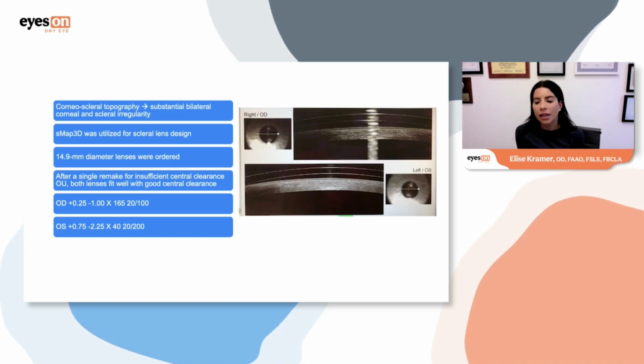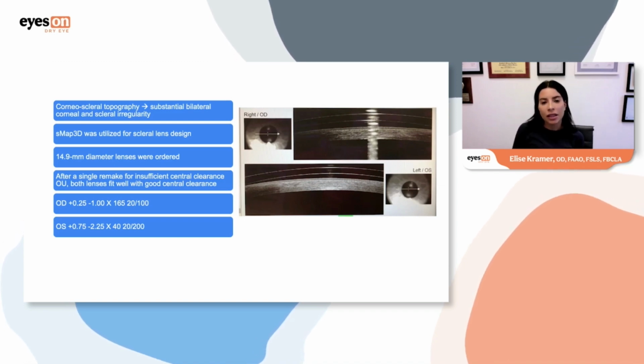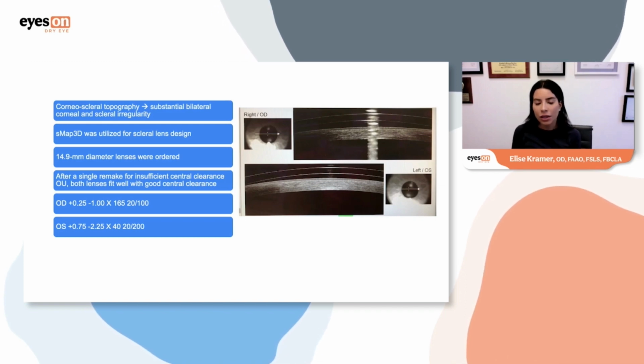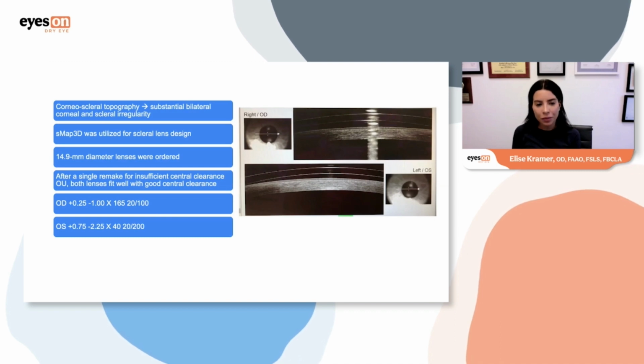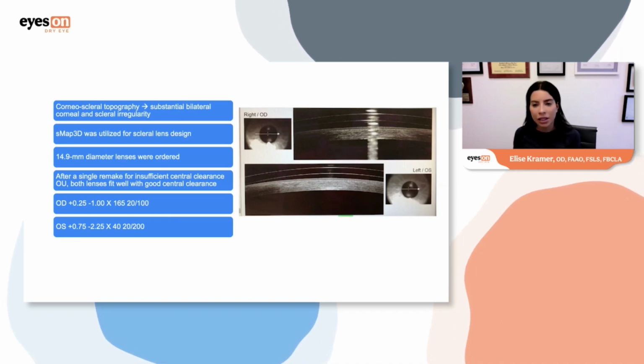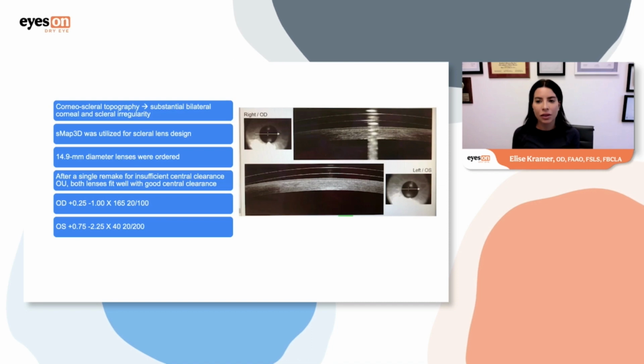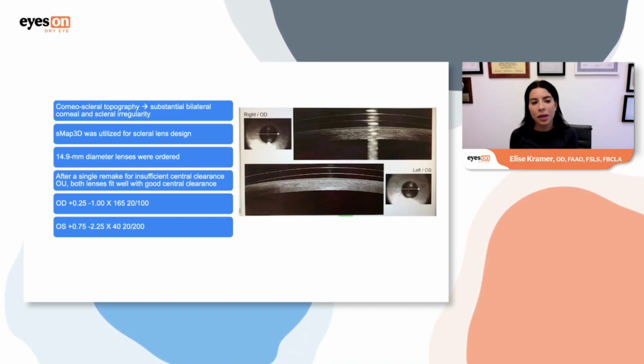This lens is going to do multiple things. It's going to neutralize the irregular astigmatism. It's going to prevent further symblepharon formation. It's going to promote ocular surface protection because she does have exposure keratopathy. It's going to promote ocular surface restoration and again, prevention of amblyopia.